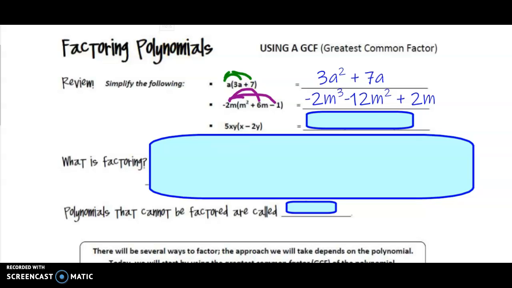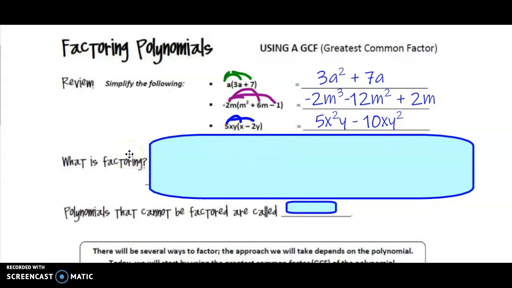And then the last one I'm distributing is 5xy to both the x and the negative 2y. So 5xy times x would be 5x squared y, because I have a 5, 2 x's, so x squared, and a y. Then 5 times negative 2 is negative 10, 1 x, and then y times y is y squared, so 2 y's.